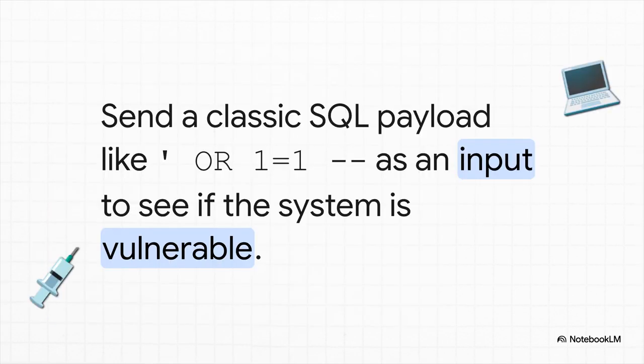You use a classic, known-to-work SQL injection payload. This little string, quote, or 1 equals 1, quote, //, is basically the hello world of hacking. You're trying to confuse the database. You're asking it to find a user with a blank ID or where 1 equals 1. And since 1 always equals 1, a vulnerable system might just hand over every single user it has.